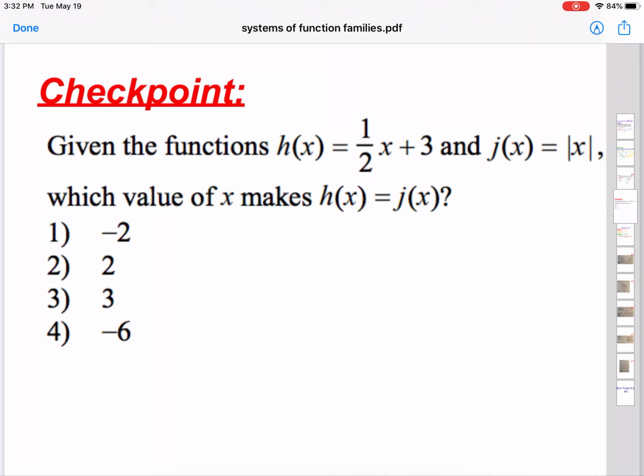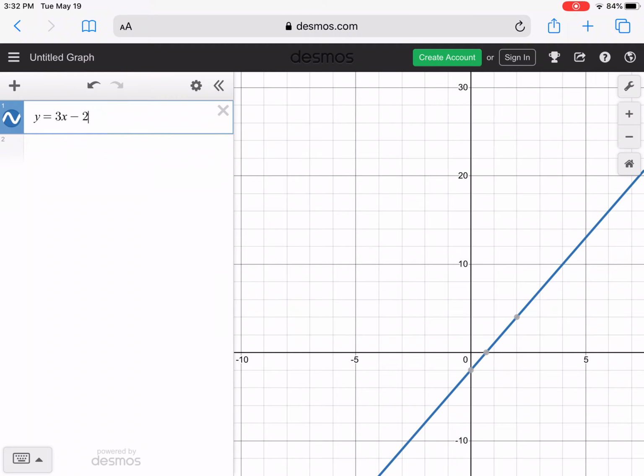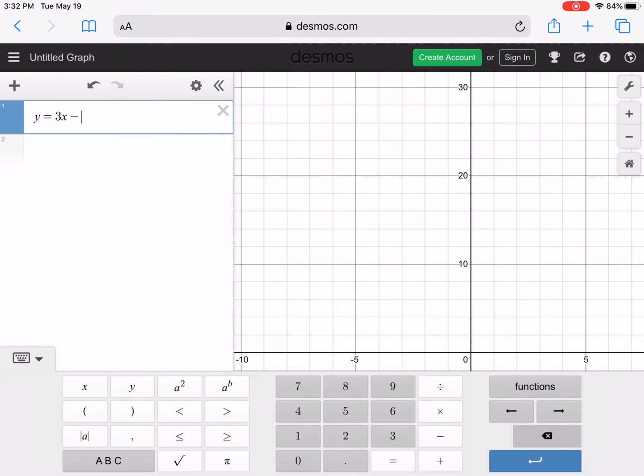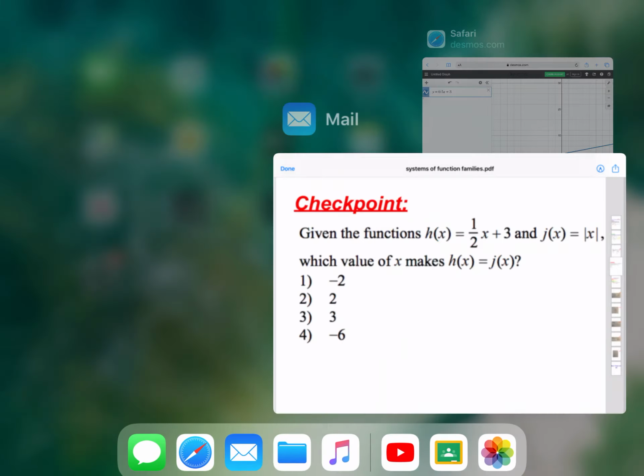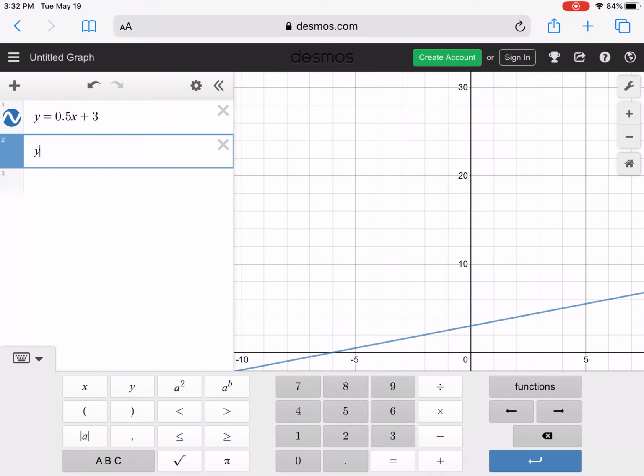So for this checkpoint, it should have felt very similar to you as our guided practice. Let's start again by graphing these at the same time. So for our h of x, we're going to graph 1/2 x plus 3. So we could always use 0.5. And for our j of x, we're going to graph the absolute value of x. So let's graph them at the same time.